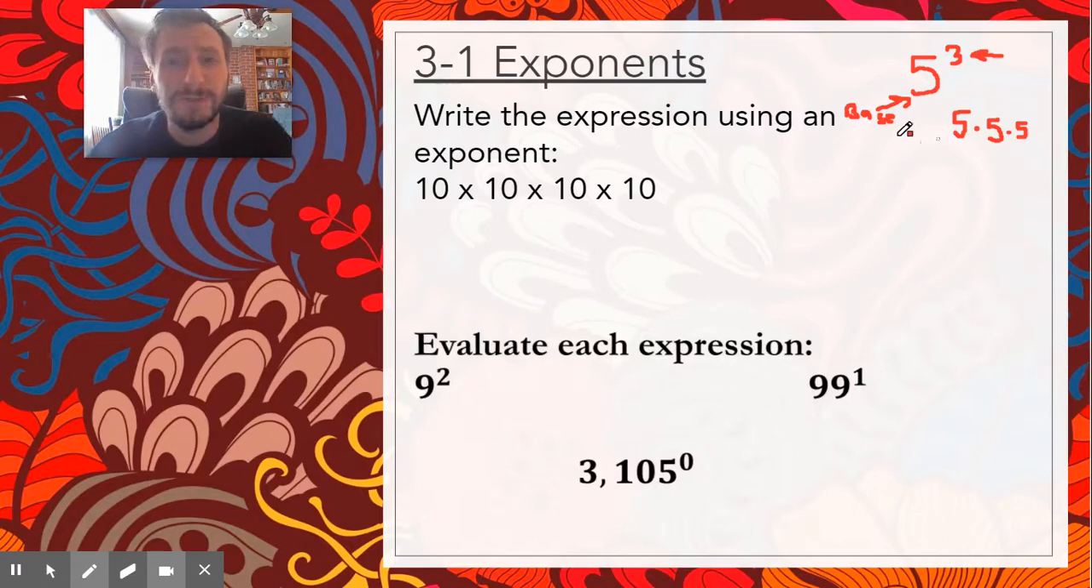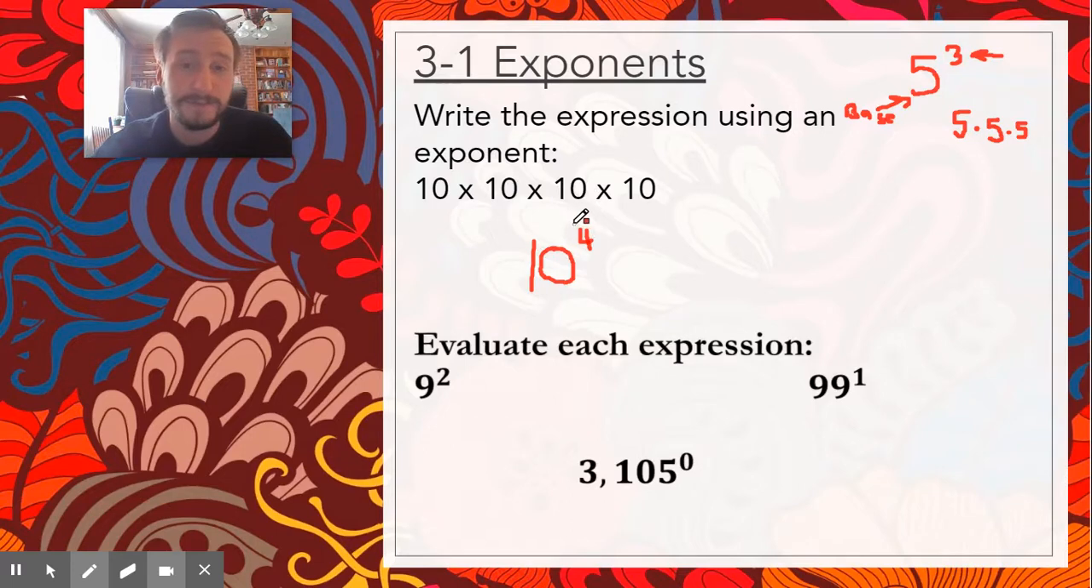So on your test, you might see questions that look like this. Write the expression using an exponent. So you have 10 times 10 times 10 times 10. What's your base? What's the number that you see repeated over and over again? 10. So that's your base, and your exponent is however many 10s you see. So 1, 2, 3, 4. Written as an exponent, it should be 10 to the fourth power.